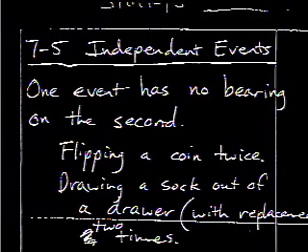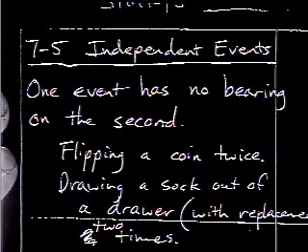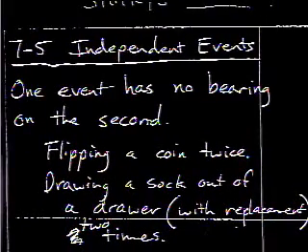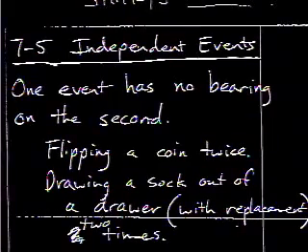And when events do not have a bearing on the next one, such as flipping a coin twice, the coin has no memory, so to speak, and so it does not matter when you flip the coin the first time. It doesn't remember what happened the first time, so it's not going to have a bearing on the probability for the second flip. Drawing a sock out of a drawer 2 times. Obviously, that means with replacement, because if you're not going to replace the sock, then it definitely changes the probability. Then we're talking about something that's called dependent events, because the probability is changing from one to the next.